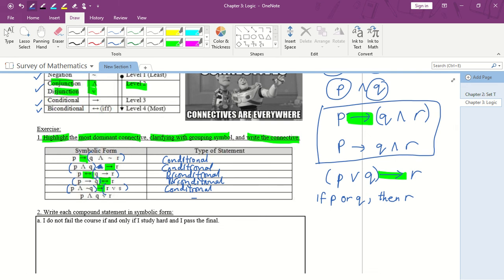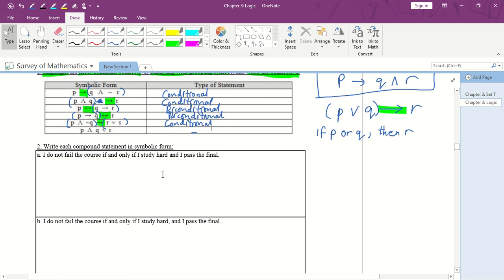Okay, so let's try some questions to make it easier for us to write. Now here it says: I do not fail the course if and only if I study hard and I pass the final. Just one thing: now we are not given what P represents, what Q represents, what R represents, and we need to write it by ourselves. So now we need to write first.